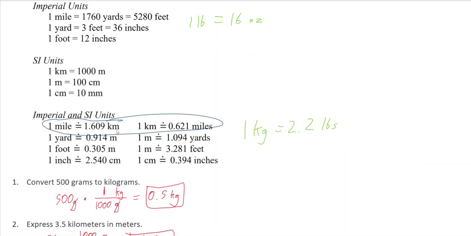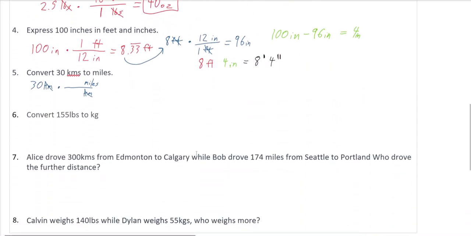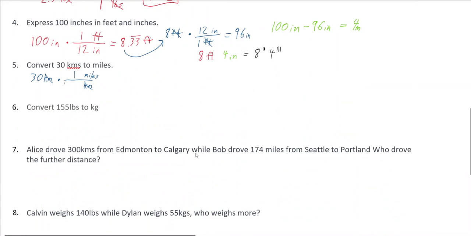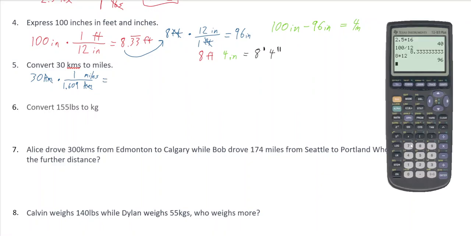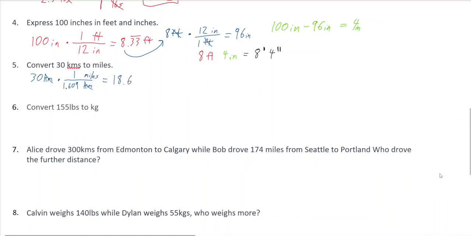It doesn't really matter which one you choose, but I'll say I'm going to always choose this one because it's more sig digs. There's 4 sig digs here and 3 sig digs here. As a science person, I know the more sig digs, the better. So 1 mile is 1.609 kilometers. So 30 divided by 1.609. And so we get 18.6 miles.